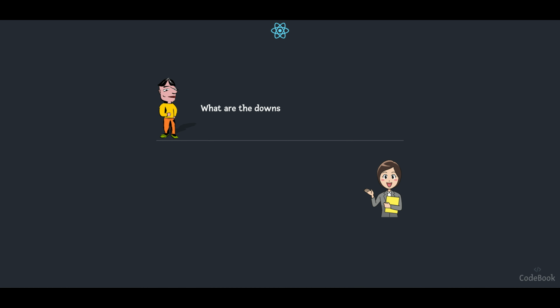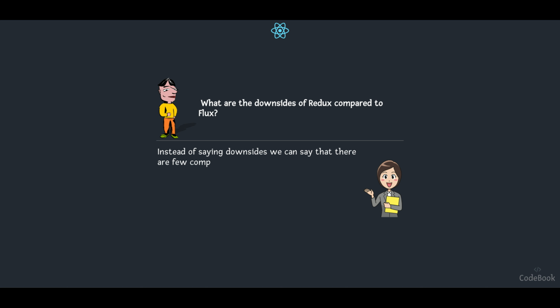What are the downsides of Redux compared to Flux? Instead of saying downsides, we can say that there are few compromises of using Redux over Flux. Those are as follows. 1. You will need to learn to avoid mutations.